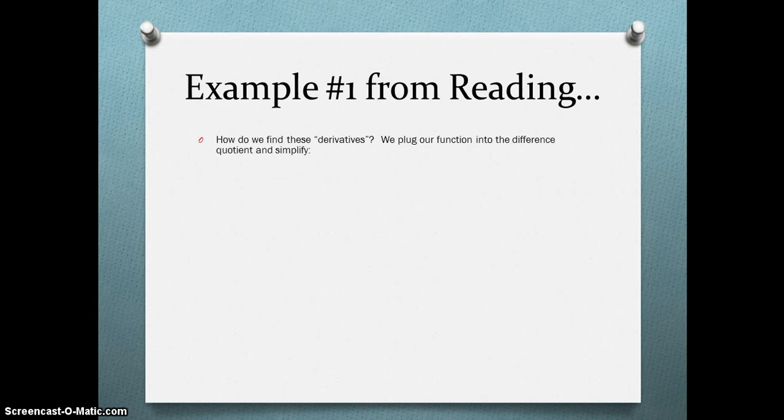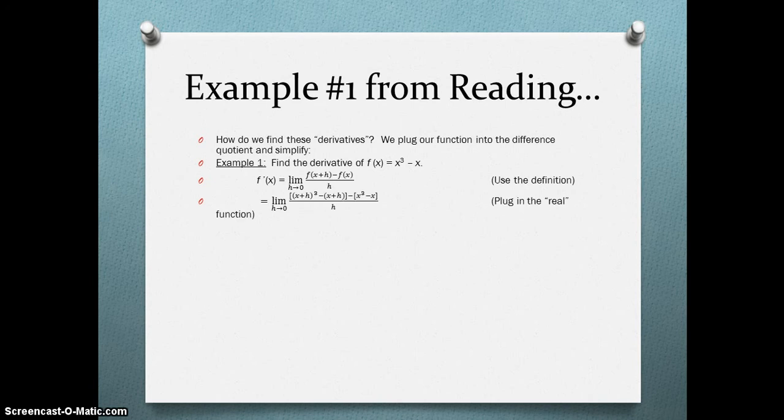Well, we plug our function into the difference quotient and we simplify. For example, find the derivative of f of x is equal to x cubed minus x. Remember the definition, f prime of x is equal to limit as h goes to 0 of f of x plus h minus f of x over h. We plug in the actual function, which is x cubed minus x. So we're plugging in x plus h in for x cubed and x plus h in for x. When we do that, we can simplify.